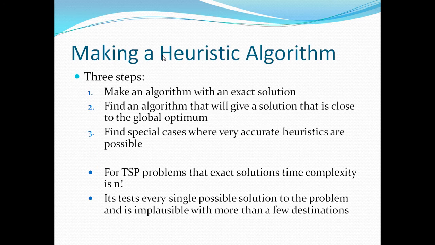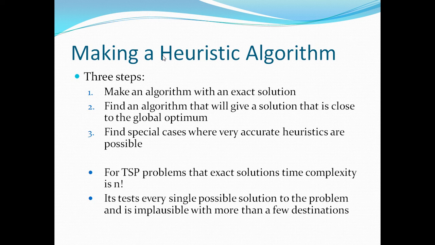So there are 3 steps in making a heuristic algorithm. First, you have to find the exact solution for a problem. So obviously you can only test this with lower numbers, but with traveling salesman, we found the n factorial solution of going through all possible steps and then seeing which one gave the global optimum. Then you have to find an algorithm that will give a solution that is close to the global optimum, so within your criteria, like within the 2 to 3% or like 5% of the global optimum.